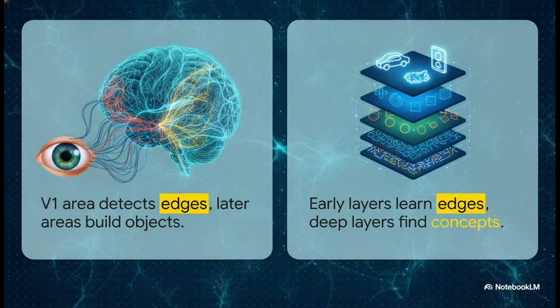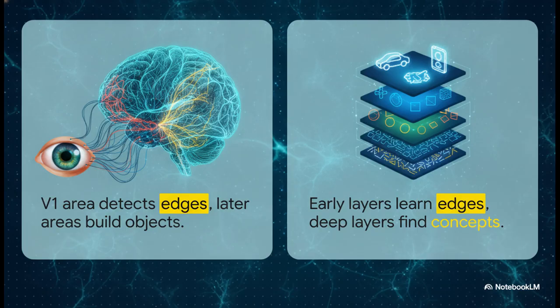Your visual system processes reality in distinct stages. The V1 area detects basic edges and orientations. Later areas assemble those raw edges into shapes. And finally, the inferotemporal cortex recognizes those shapes as whole objects and faces. A deep neural network does this exact same progression. Early layers act as edge detectors, middle layers find textures, and the deepest layers grasp the whole concept.